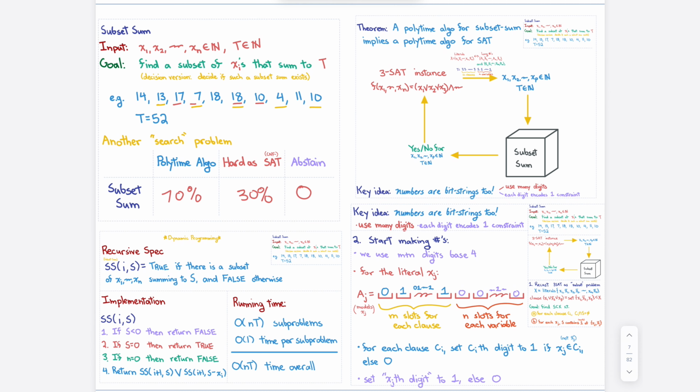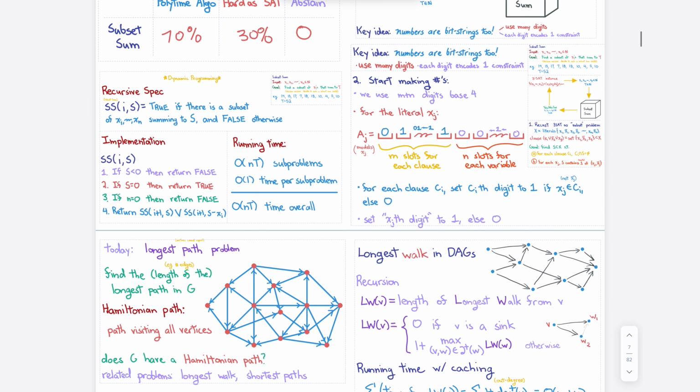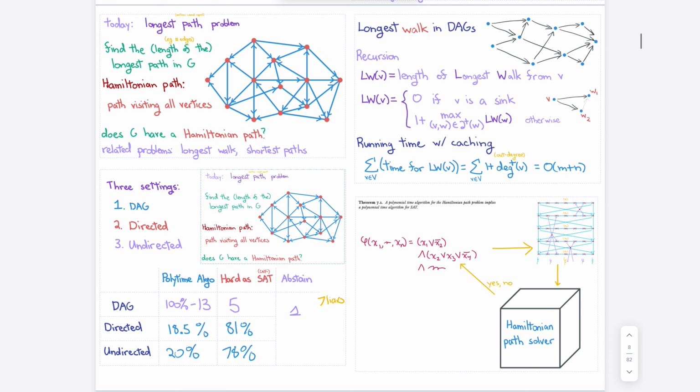So last Tuesday, we did subset sum, which is a simple looking problem involving numbers. And the surprising thing is that that can be used to solve SAT. And then we did the longest path problem, like Hamiltonian path. We also showed this can be used to solve 3-SAT. And that was some very clever graph that looked like a ladder.